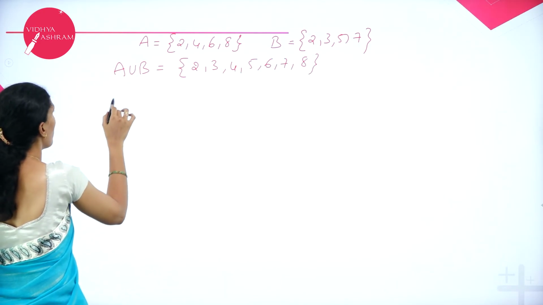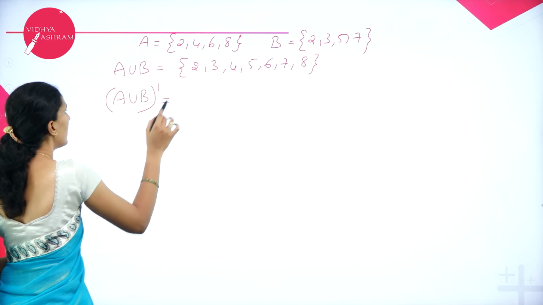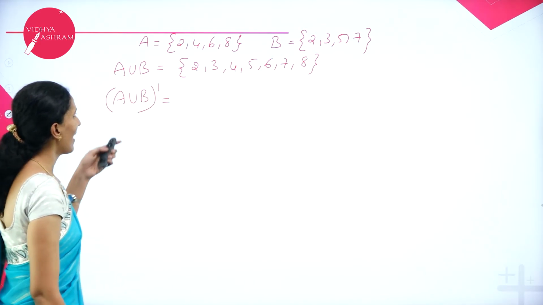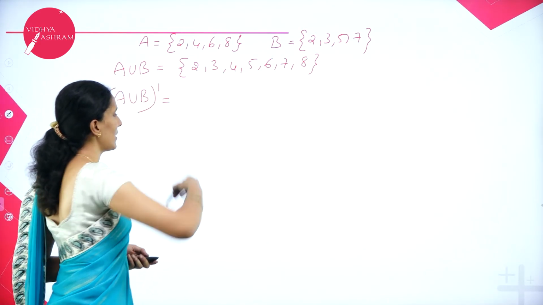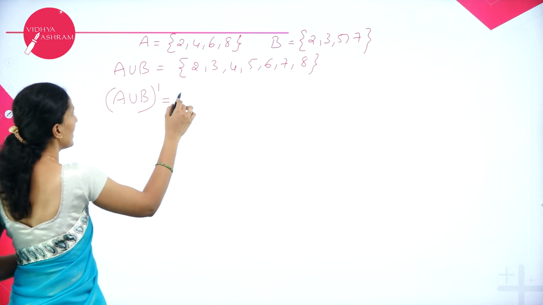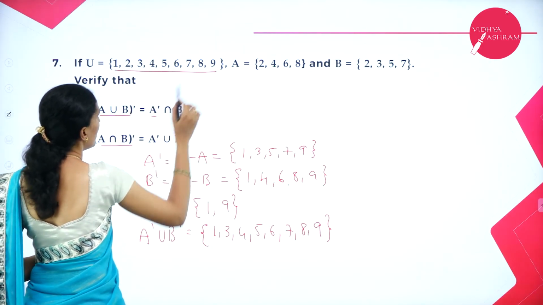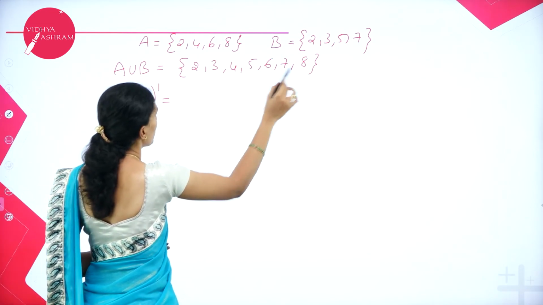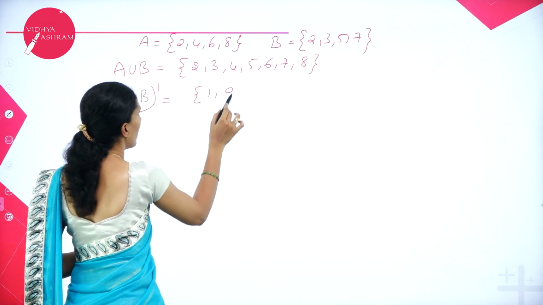Now take its complement. Complement means write the elements which are not in this set. So what are the elements which are not in this set? We have U from 1 to 9. So leave all the numbers from 2 to 8. So here you are getting 1 and 9.